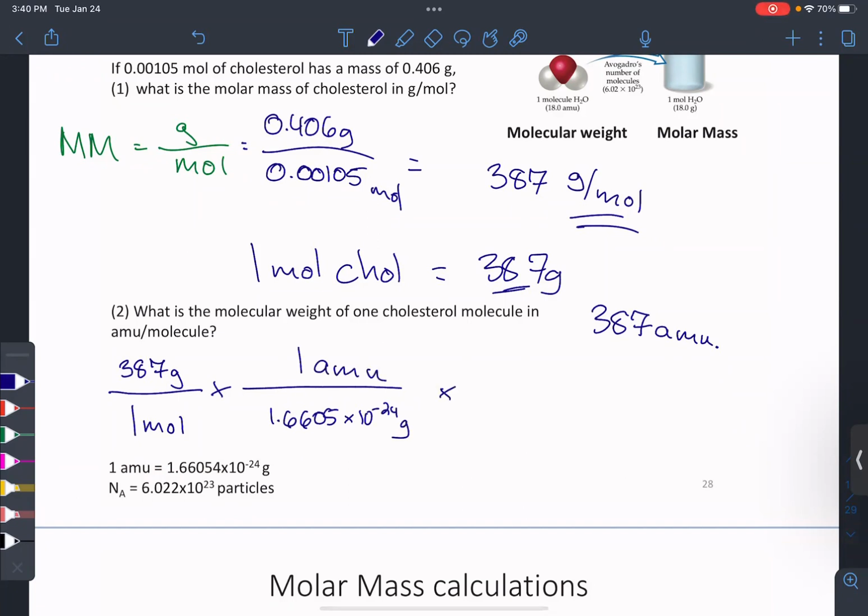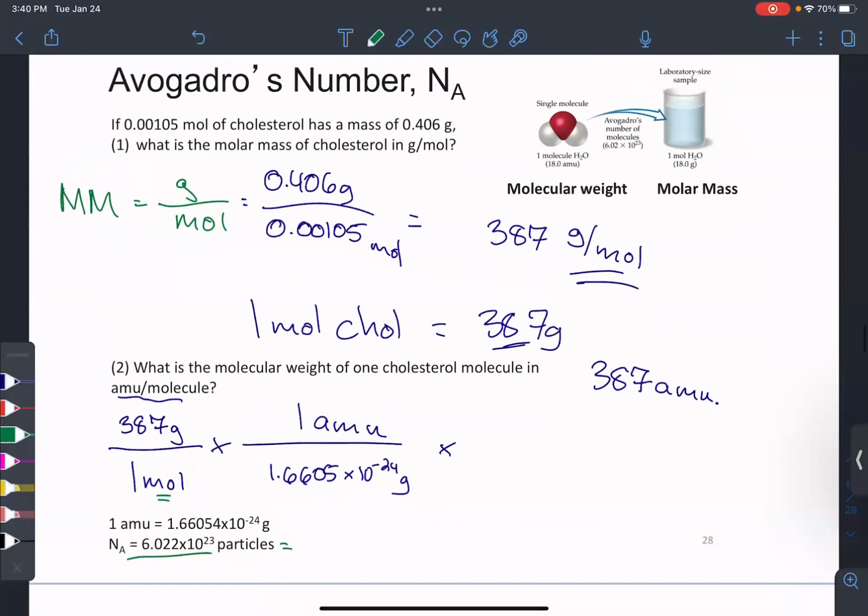So now I'm in the unit of AMU per mole, but I want this in AMU per molecule. So I'm going to go one step further and convert mole to molecule. I'm going to use Avogadro's number. 6.022 times 10 to the 23 particles is 1 mole. That 6.022 number, is that going to go on the top or the bottom? The bottom, yeah, because I want to put that 1 mole up top. 6.022 times 10 to the 23. In this case, it's molecules.